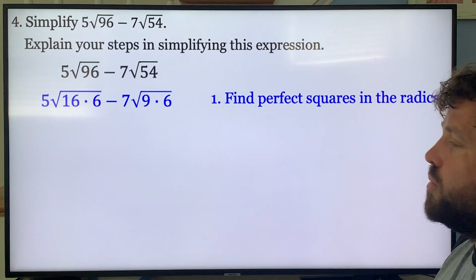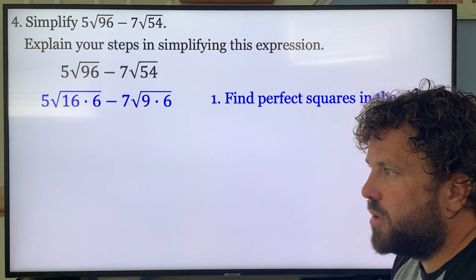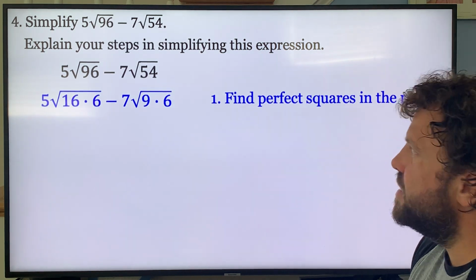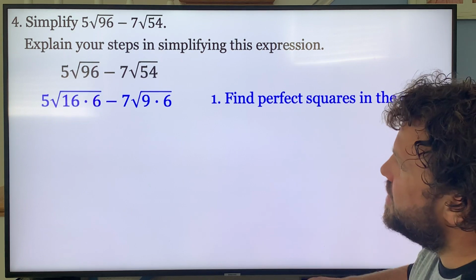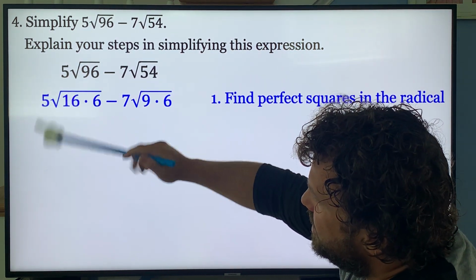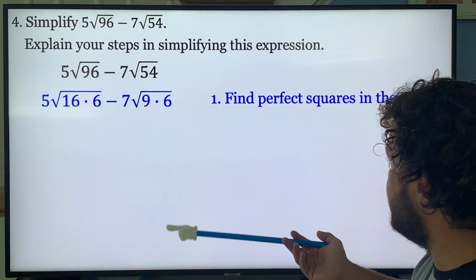Hopefully, yes. All right, 169, and so on. 196, maybe 225. You just keep on going up. Number times itself. So 4 times 4 is 16. 16 times 6 is 96. 9 times 6 is 54. You want the highest perfect square.